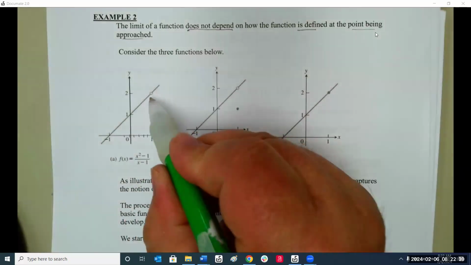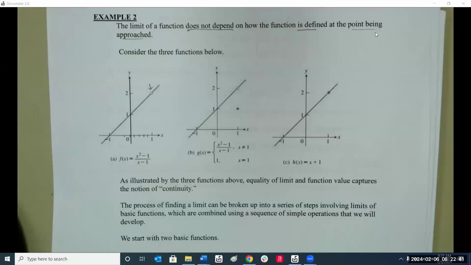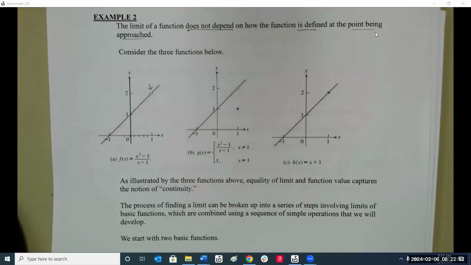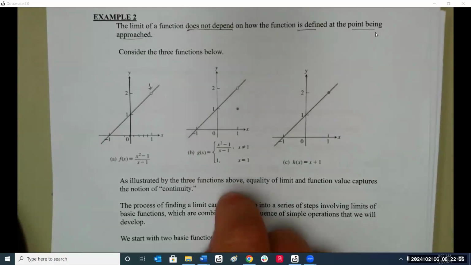Because even though everything's defined except that here, the limit as x approaches 1, the limit approaches 2. Even though it's not defined at 1. Doesn't matter. It's the limit approaches. How about B?